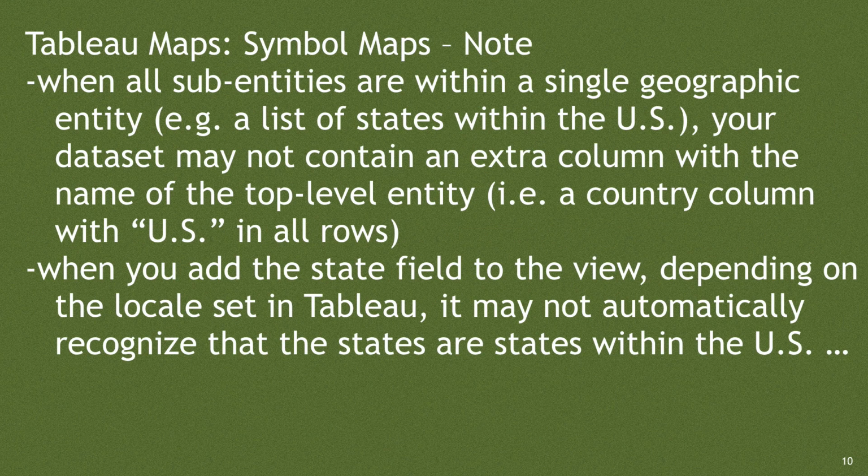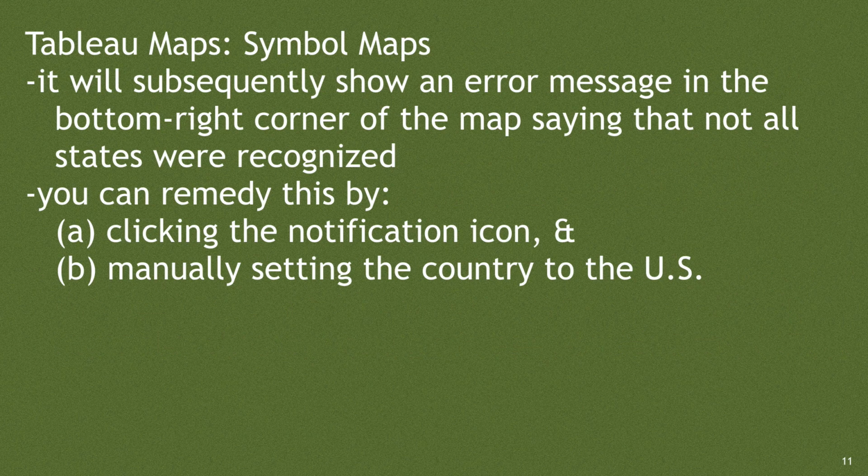When all sub-entities are within a single geographic entity, for example, a list of states within the US, your data set may not contain an extra column with the name of the top-level entity, for example, a Country column with US in all rows. When you add the State field to the view, depending on the locale set in Tableau, it may not automatically recognize that the states are states within the US. As a result, it will show an error message in the bottom right corner of the map saying that not all states were recognized. You can remedy this a couple of ways, such as clicking the notification icon and manually setting the country to the US.